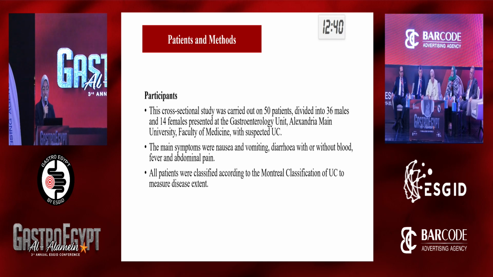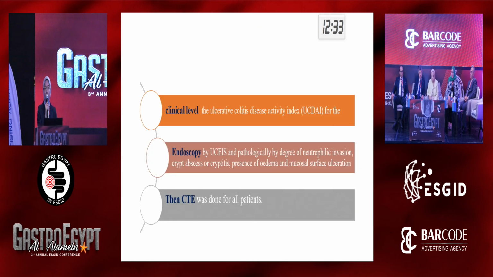This is a cross-sectional study that included 50 patients recruited to the gastroenterology unit with suspected UC. Assessment of disease activity was done at three levels: clinical, endoscopy, and then CT enterocolonography. Clinical assessment used the ulcerative colitis disease activity index, endoscopy used the ulcerative colitis endoscopic index of severity, and pathologically by detection of the degree of neutrophilic invasion, crypt abscess formation, cryptitis, presence of edema, and mucosal surface ulceration. CT enterocolonography was then done for all cases.